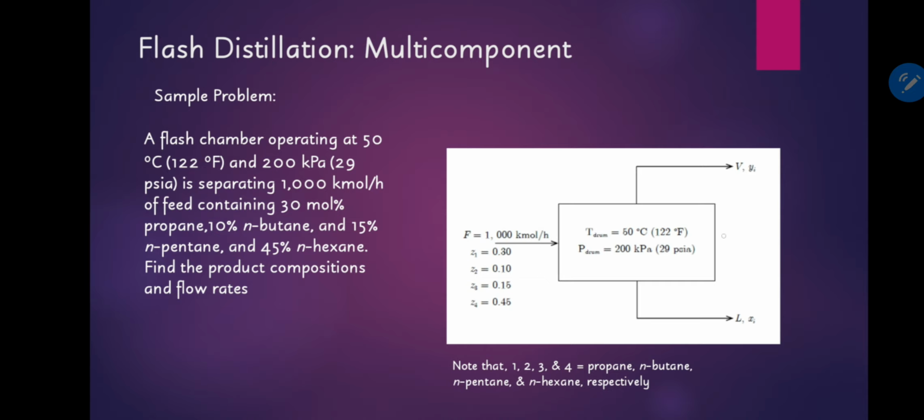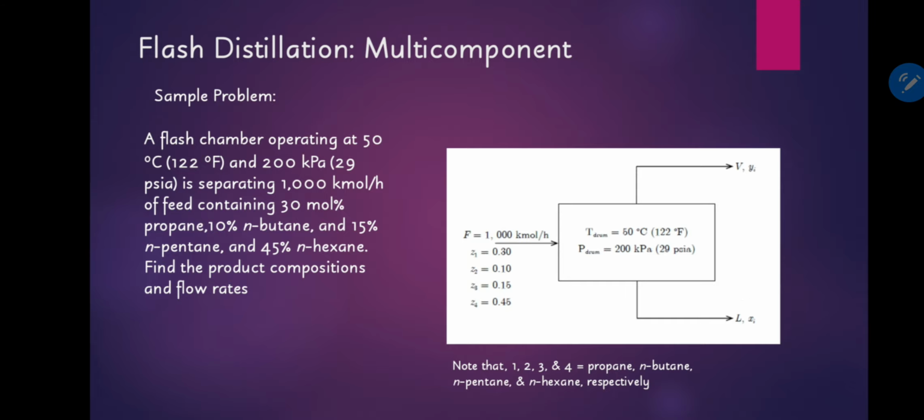So we have here the process flow diagram, a block diagram for this. The temperature of the drum is 50 degrees Celsius or 122 degrees Fahrenheit. The pressure of the drum is 200 kilopascal or 29 psia. Note for the time being that the subscripts 1, 2, 3, 4 that you see here refer to 1 propane, 2 N-butane, 3 N-pentane, and 4 N-hexane. We are asked to solve for V, Yi, L, Xi.